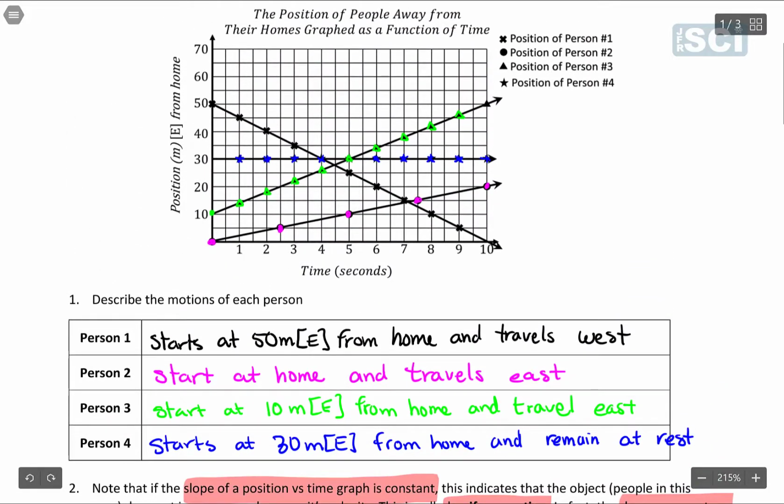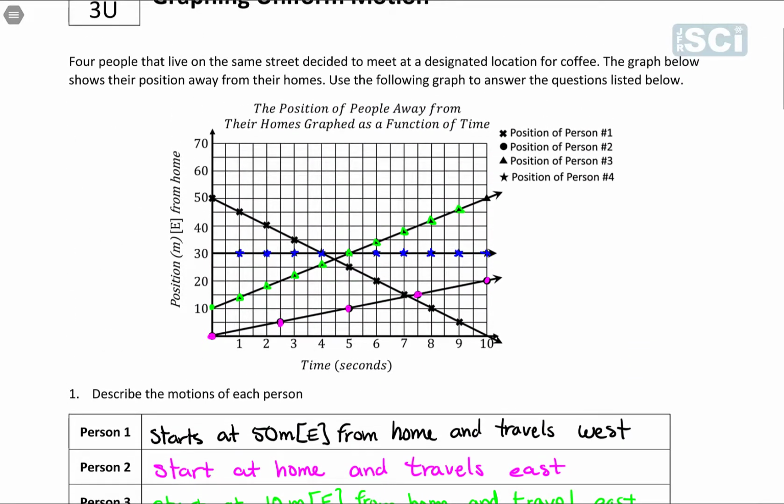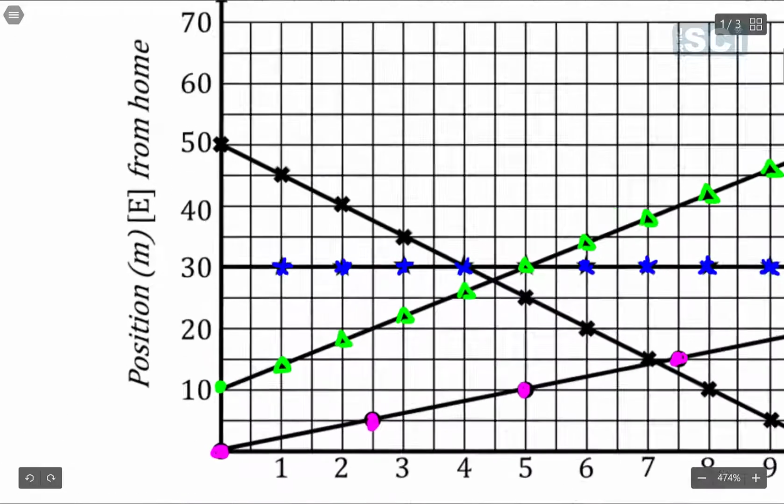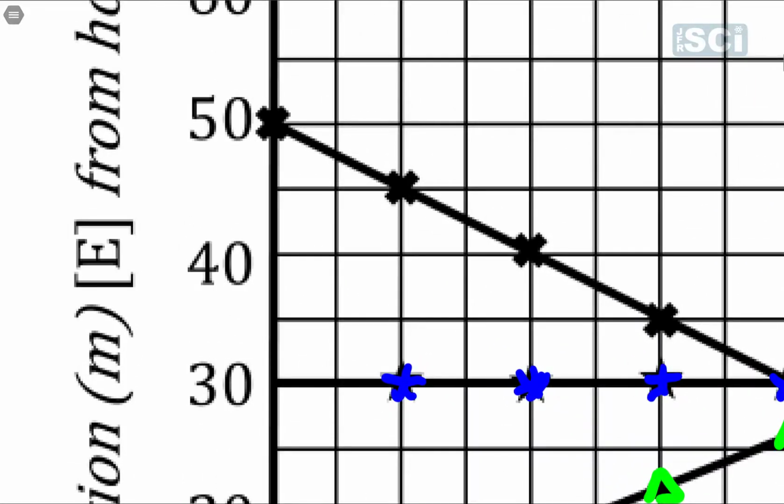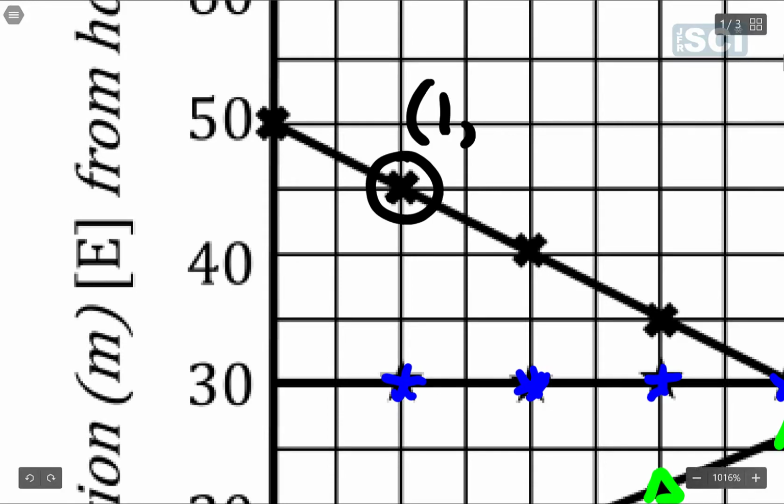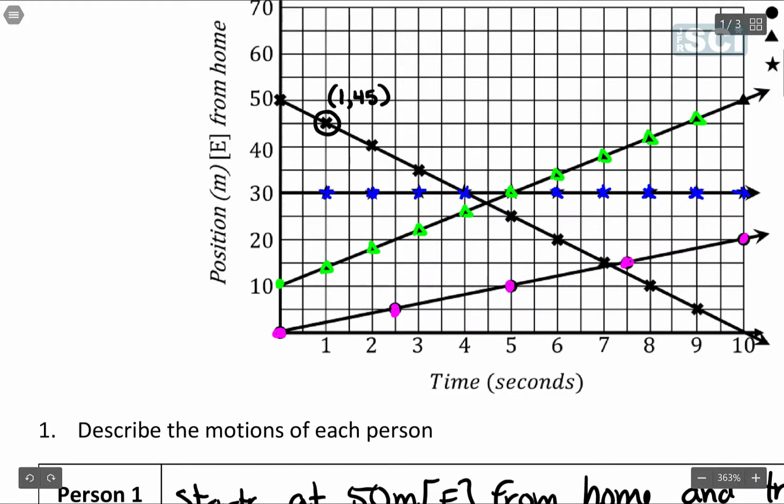Okay? So what I need to do is, I'll do the first one, and then I'll just give you the answers for the other 3 people. But one thing we want to remember is that when we're looking at our graph, we want to pick values that are right on what I call a crosshair. So this one here is at 1 and 45. So it's 1 on the x-axis. So if I trace it all the way up, it reaches the line and it's at 45. I'm also going to use this value right here, which is at 9 and 5.